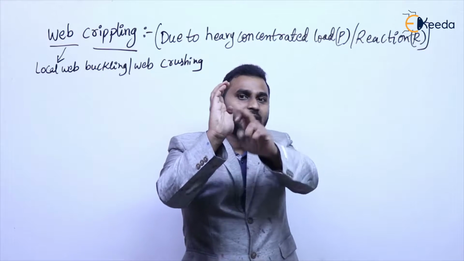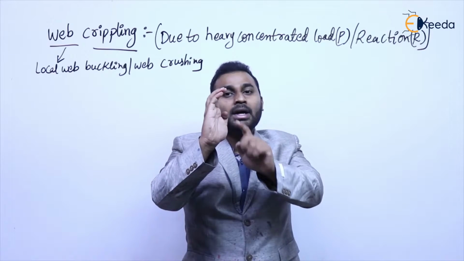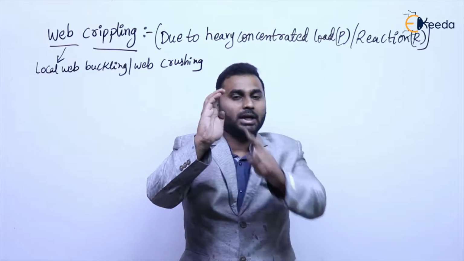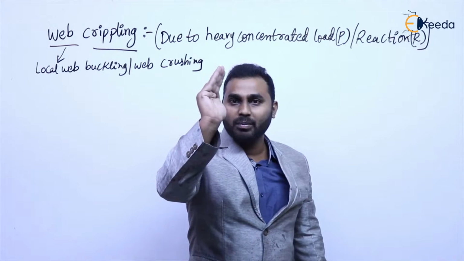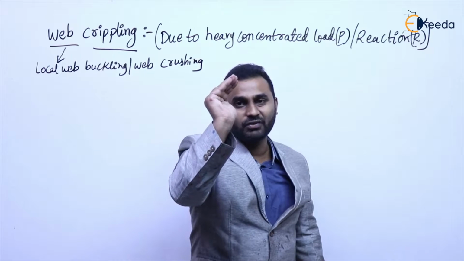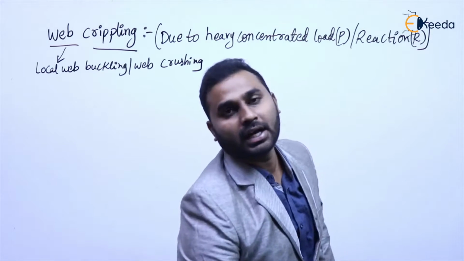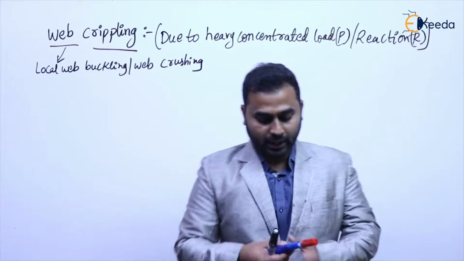So if this is the type of buckling observed in the web, then it is known as web crippling or local web buckling. Why? Because it is buckling locally. Now coming to web buckling, the total web is going to buckle or deform in this direction. Is that okay? Now let us see the diagram and technicalities related to this.